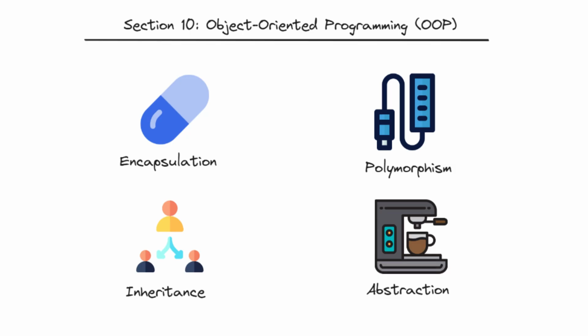Let's break them down. Now let's break down the OOP concepts with analogies. For encapsulation, think of a capsule that protects its content. Similarly, encapsulation hides the object's internal state and only exposes necessary parts. Inheritance is like inheriting traits from parents. A class can inherit features from another class. Polymorphism allows different objects to respond to the same method in their own way, like a universal adapter. Abstraction is similar to using a coffee machine. You interact with the buttons, that is the interface, without worrying about the internals.